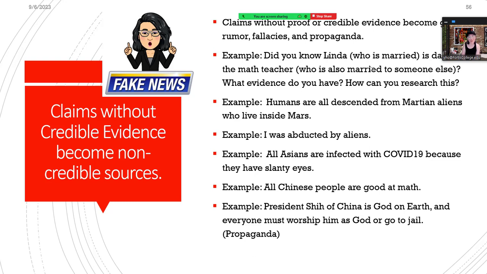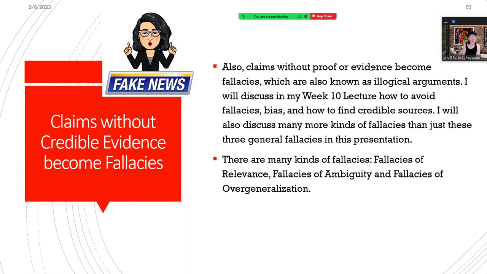An example of nonsense is: humans are all descended from Mars. What's the proof? So you always have to back up your claim with credible evidence and credible proof in order for your paper to be believable. Claims without credible evidence become fallacies. When you want to avoid illogical arguments or fallacies, in other words, you want to avoid having fake news bias in your paper. If I say something like, we are all Martians, and I make these claims with no credible evidence, I could be laughed out of court.